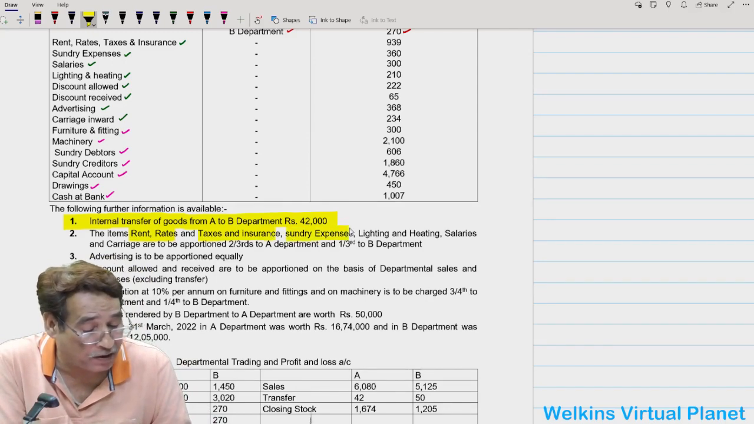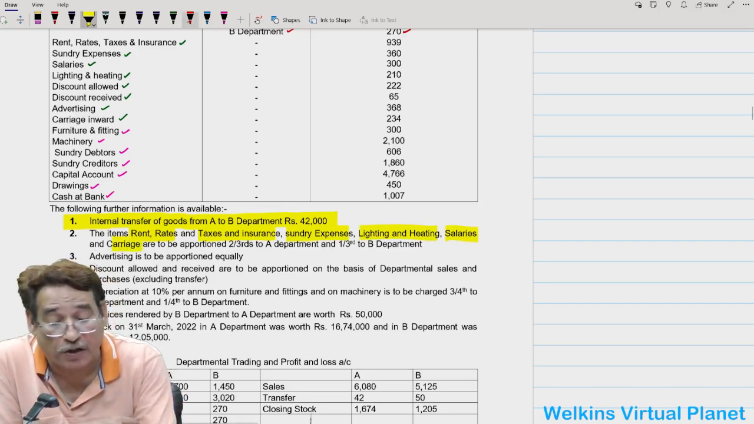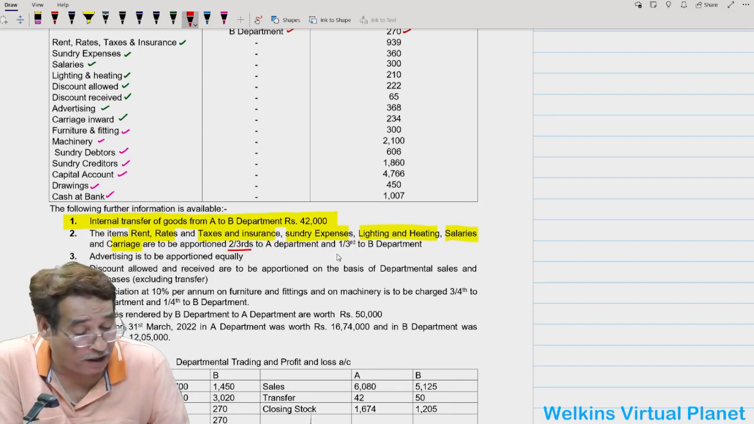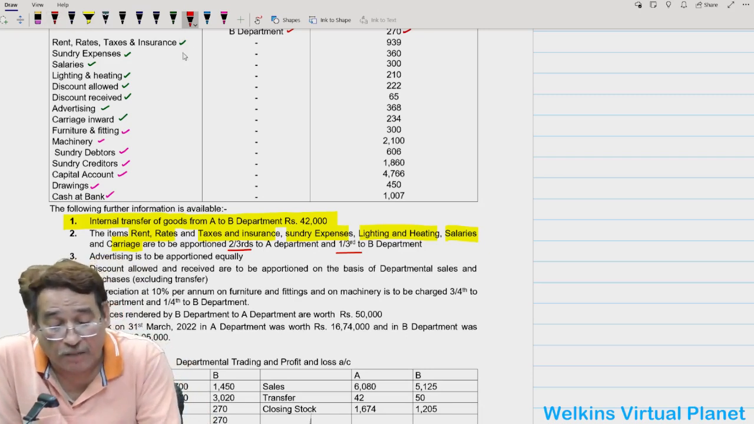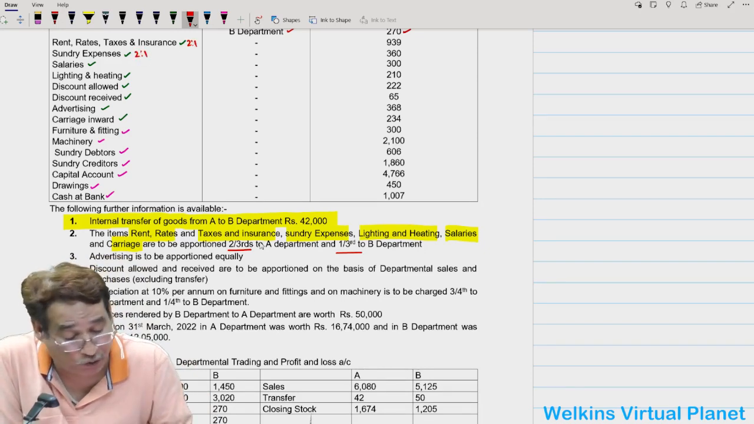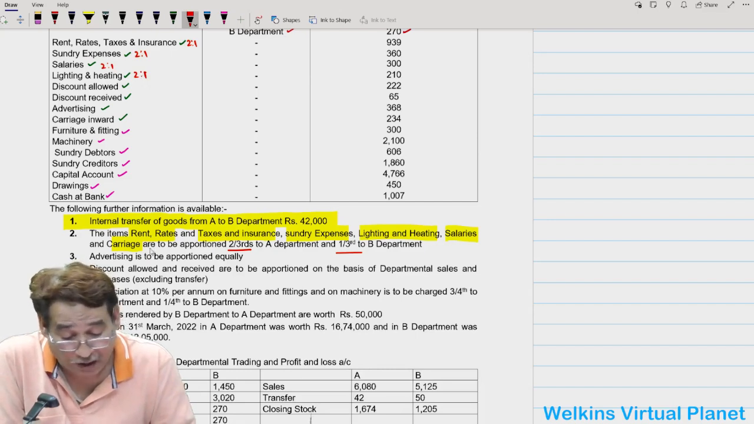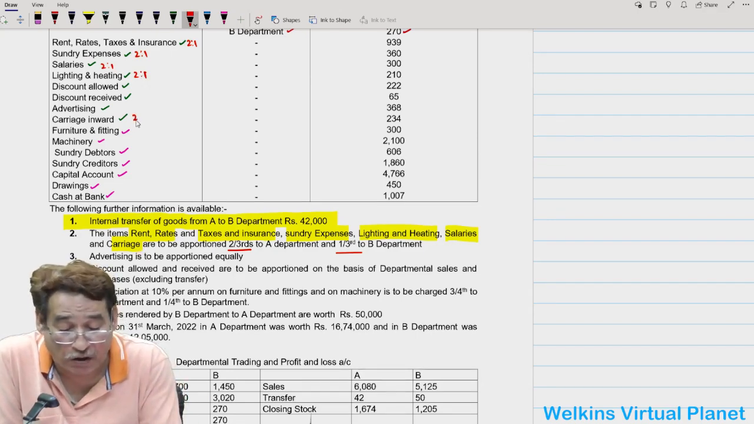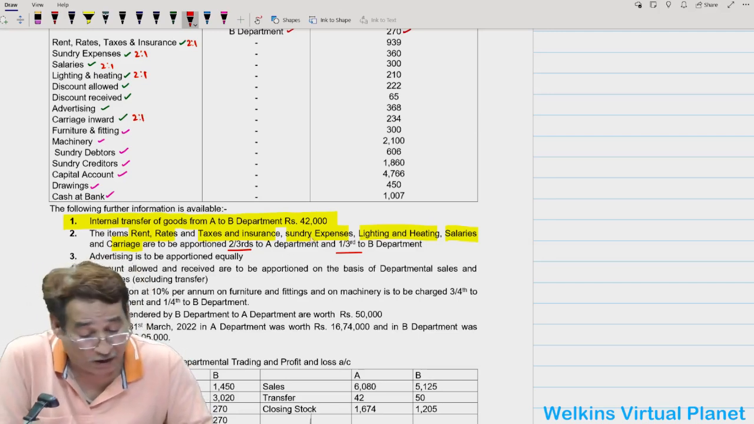Then further, you have been given in this particular question that the items rent and rates, taxes and insurance, sundry expenses, lighting and heating, salaries and carriage are to be apportioned in the ratio of 2/3 and 1/3. That means rent, taxes and insurance will be divided in the ratio of 2:1, sundry expenses in 2:1, even salaries will be divided in the ratio of 2:1, even lighting and heating in 2:1, and carriage inward will also be divided in the ratio of 2:1 as per the information given to us, correct?